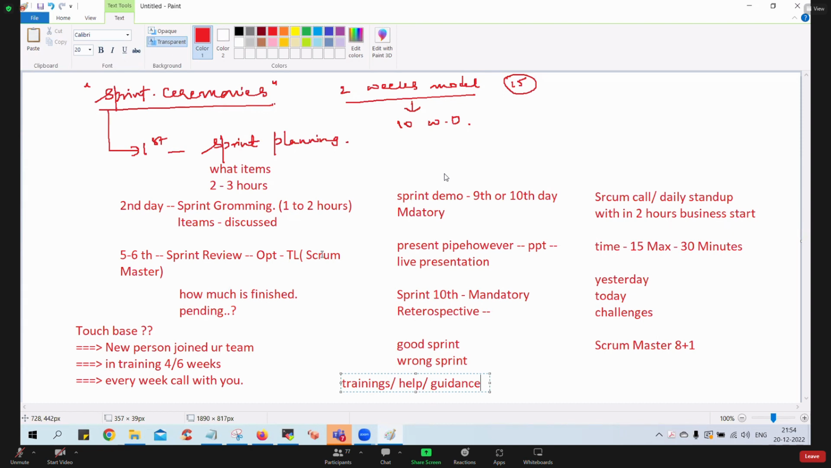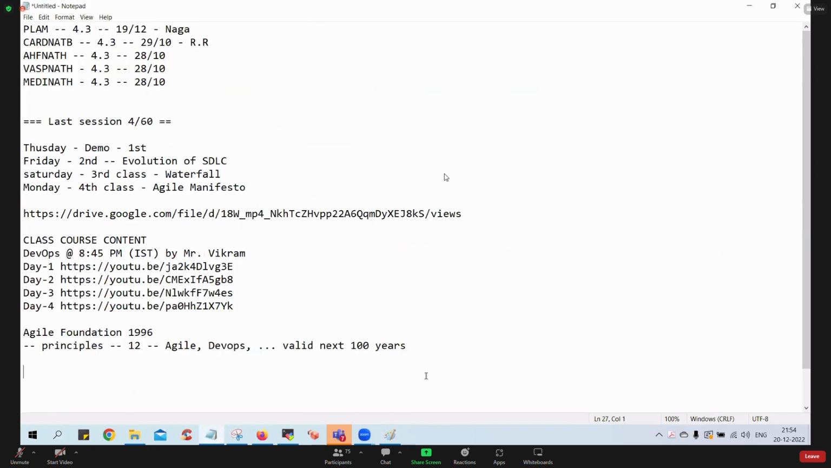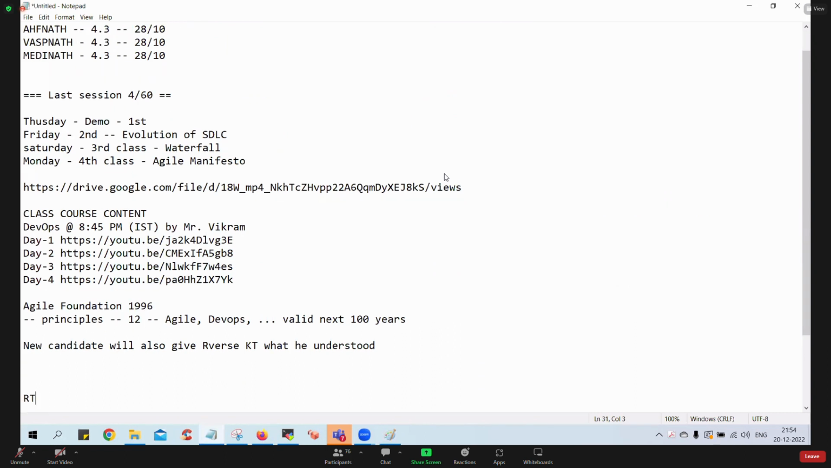None. Any new candidate will also give reverse KT of what he understood. Yes, that is correct. This is an interesting question, guys. You know what is reverse KT? This is actually more effective. A reverse KT kind of technique will work a lot. How many of you know what a reverse KT is? Are you not aware?